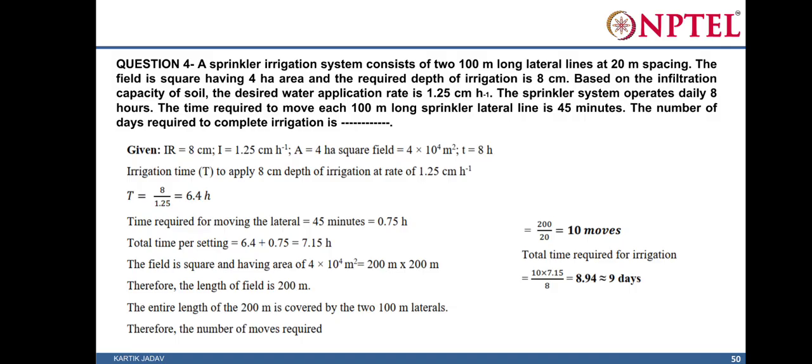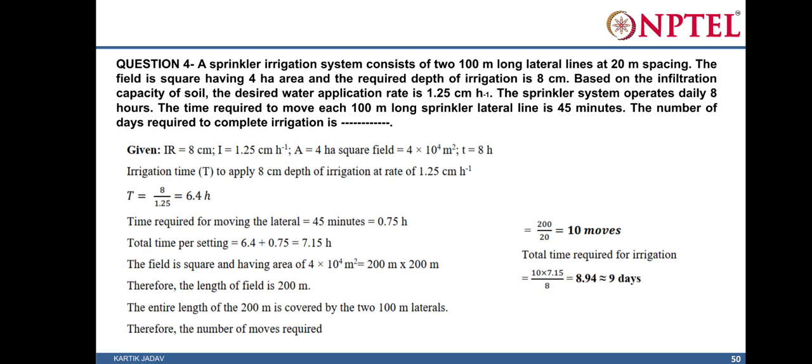Next question. A sprinkler irrigation system consists of 200 meter long lateral lines at 20 meter spacing. The field is square having a 4 hectare area and required depth of irrigation is 8 cm. Based on the infiltration capacity of soil, the desired water application rate is 1.25 cm per hour. Sprinkler system operates daily 8 hours, and the time required to move each 100 meter long sprinkler lateral line is 45 minutes. The number of days required to complete one irrigation is dash.